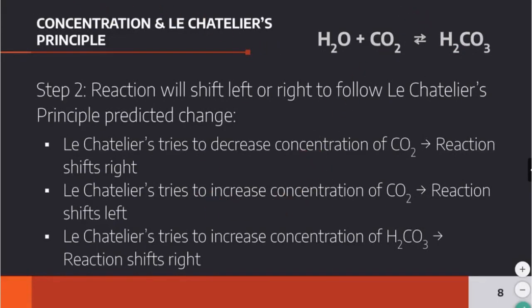So last situation. What if Le Chatelier's principle wants to increase the concentration of H2CO3? Like we took away H2CO3 in step one, which means Le Chatelier's wants to undo it, so it's going to increase the concentration of H2CO3. If it wants to make more H2CO3, that means it has to shift toward it. And so shifting toward it is going to be shifting to the right. So this reaction would shift to the right if it wants to increase the concentration of H2CO3. And that's how we do step two. Final step.